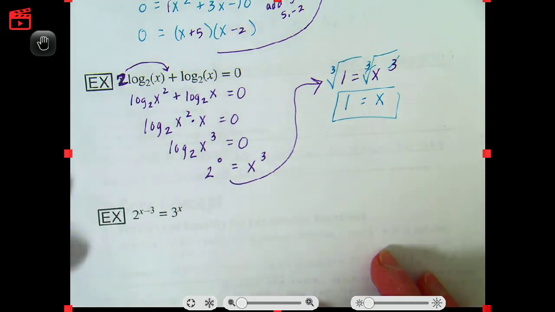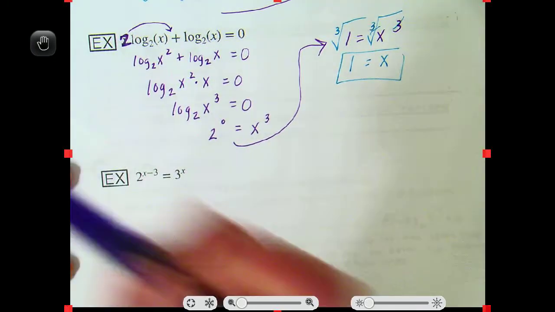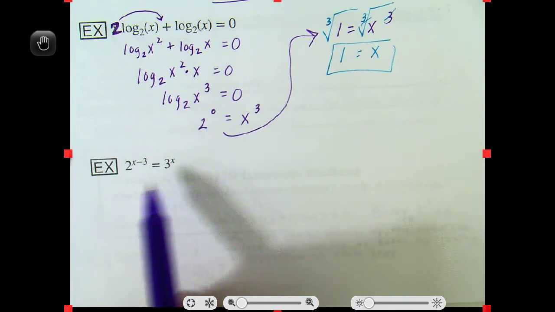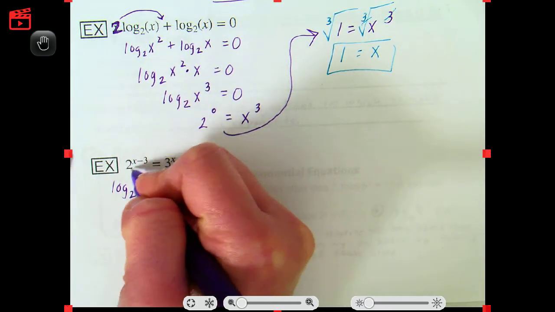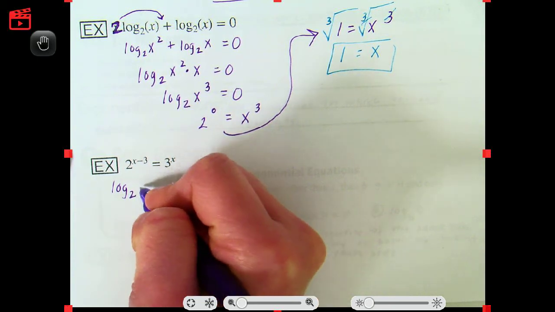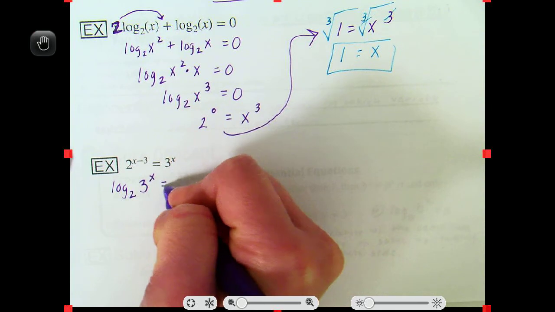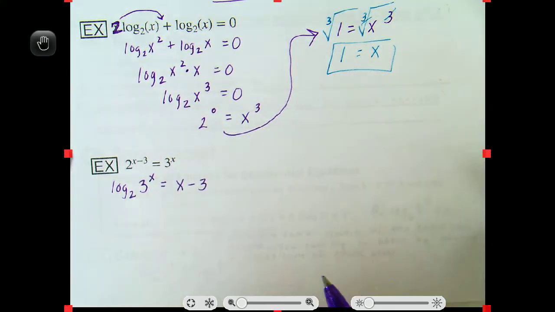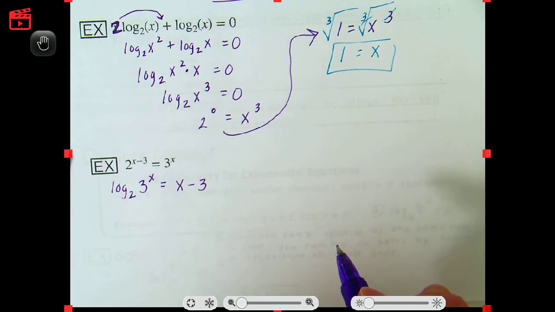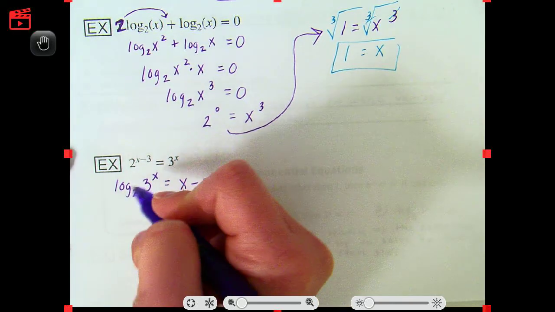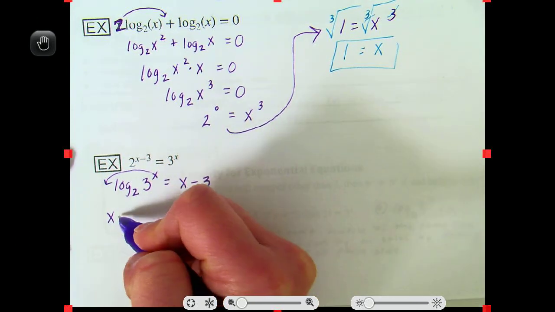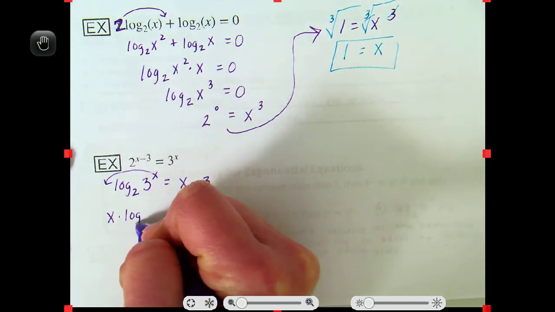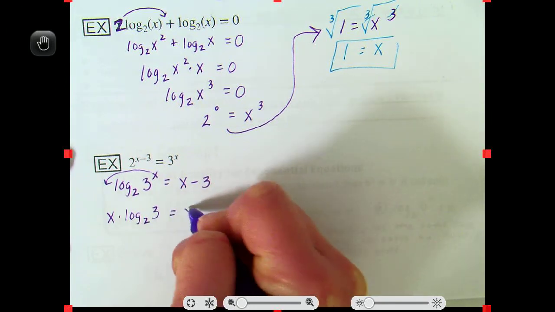And then finally, our last one. Clearly, they don't have the same base, and I'm never going to be able to write them with the same base, so I'm going to change it to a log. So log base 2, don't write these side by side, of 3 to the power of x is equal to the x minus 3. Okay, this looks weird. Some people will freeze here, but hopefully remember that this x can drop to the front because of the property of logs, and this becomes x times log base 2 of 3 is equal to x minus 3.